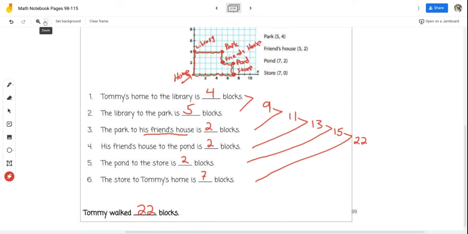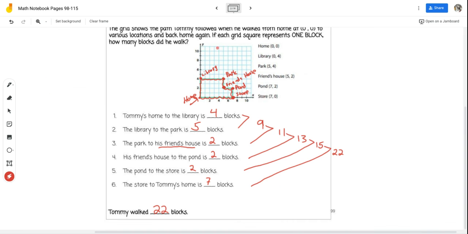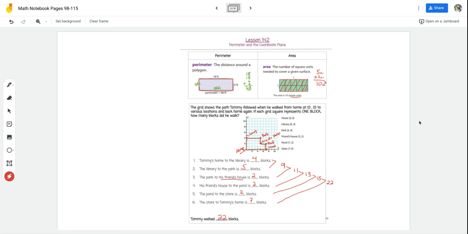So I'm going to zoom out so you can see the whole thing. Remember, if I went too fast, you can always slow it down, rewatch it, rewind, watch it again. This is page 99 of our math notebook.